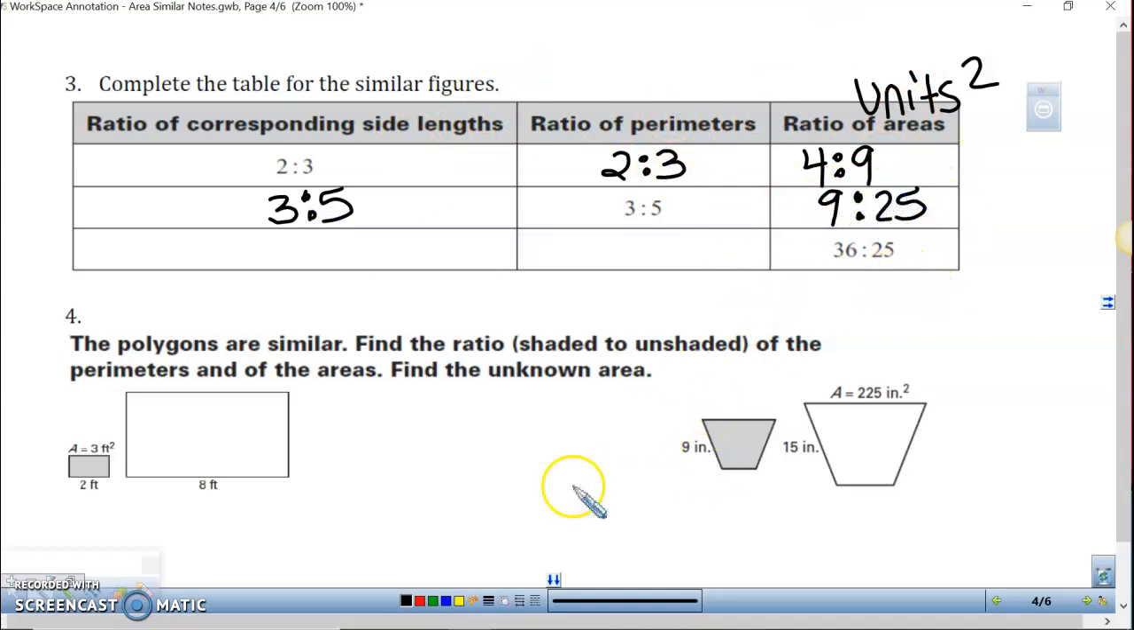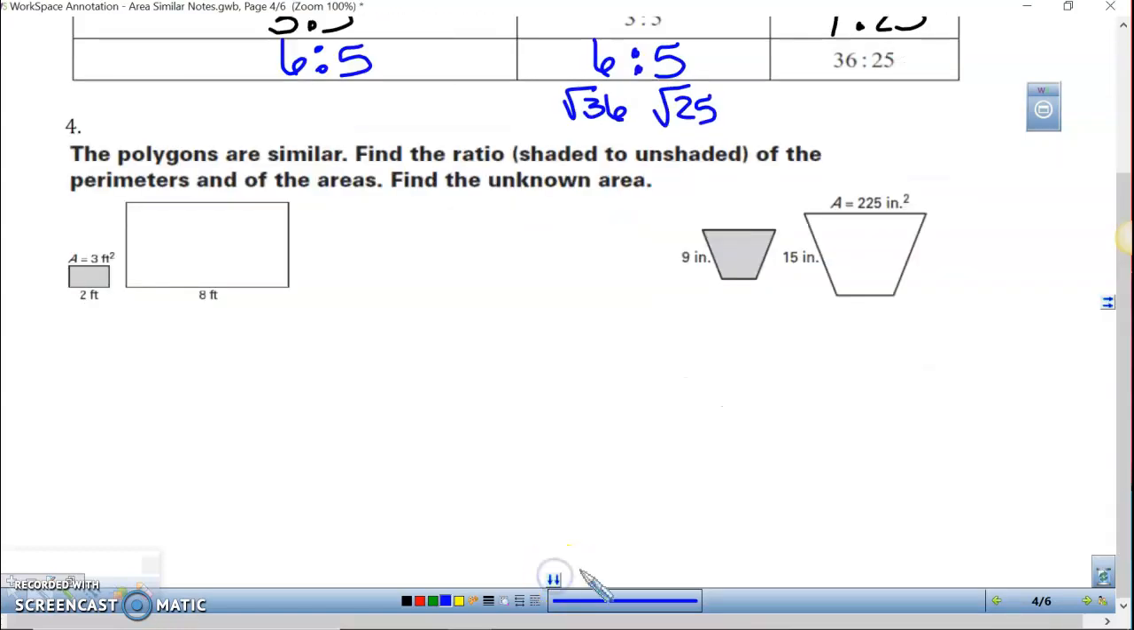Oh, now look, we're starting with area. So to go kind of backwards, if you will, to go back to just side length, you have to square root. So the square root of 36 is 6, right? The square root of 25 is 5. So we have found the ratio of the perimeters and the side length. So very easy, just square root that.